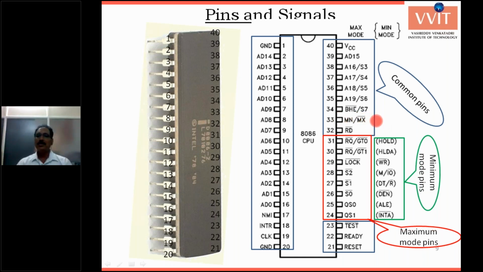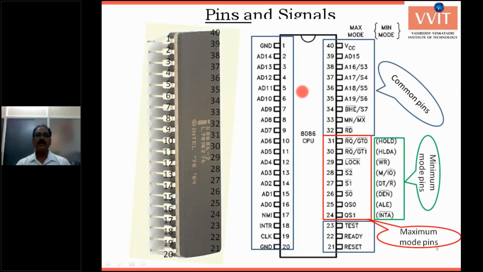If pin 33 is connected to the ground, MX bar indicates the complement of the signal. That means connected to ground, it operates as the maximum mode, which supports multitasking. Except pins 24 to 31, the remaining pins are common for both the minimum mode and the maximum mode.